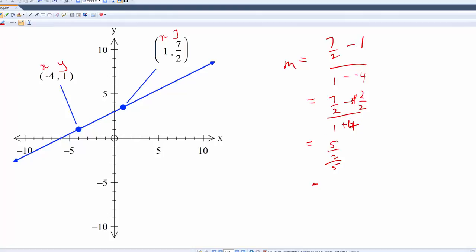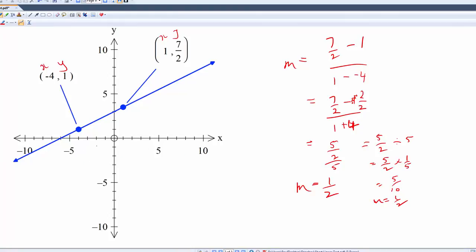Now, 5 on 2 is the same as 5 halves. And if I've got 5 halves and I split them 5 ways, the answer will be a half. But I can do that the longer way. 5 on 2 divided by 5 is the same as 5 on 2 times 1/5, which is the same as 5 on 10, which is a half. Alright, so I know that m is a half.